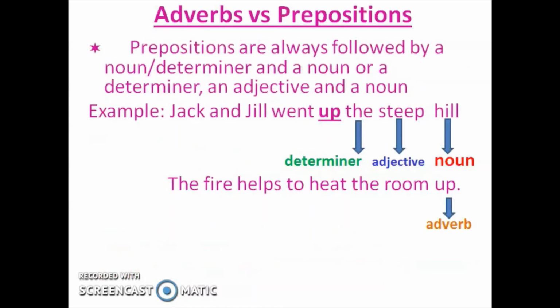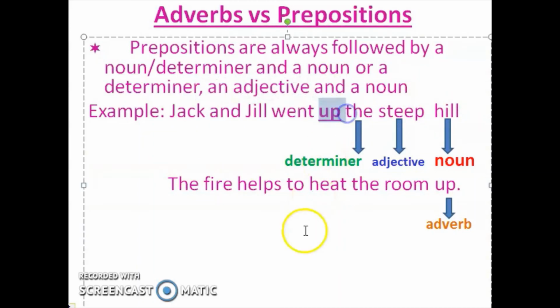One little thing I'd like to leave you with at the end is adverbs versus prepositions. A number of occasions crop up when we tend to get confused between identifying the words as adverbs or prepositions. Let's look at this example. "Jack and Jill went up the steep hill." If you look at the sentence, the word up is actually a preposition in this sentence because it is followed by a noun and the noun is hill.